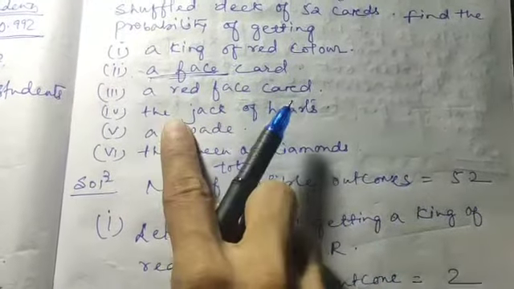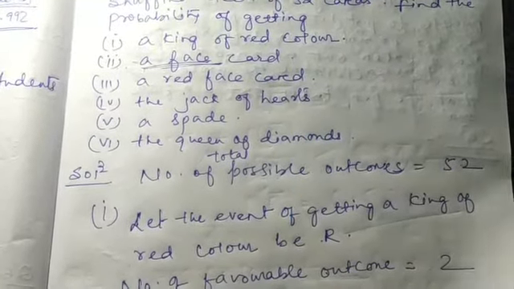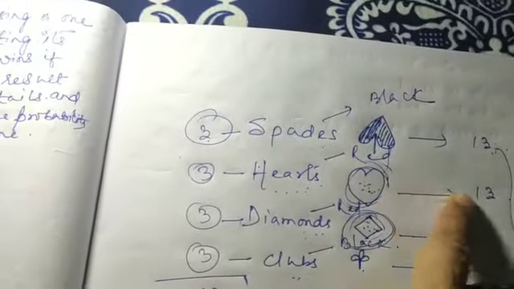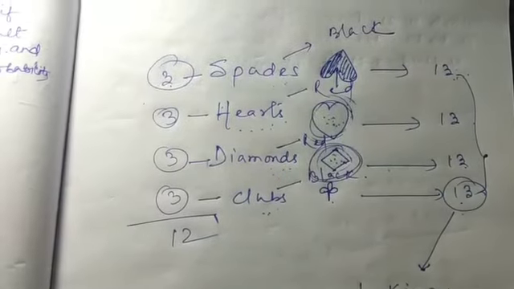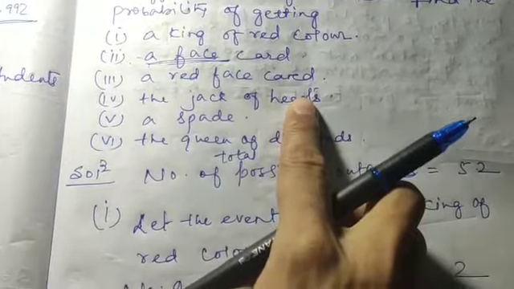Now in the same way, a jack of hearts. How many jack of hearts are there? Only 1, right? Jack is a category. Inside that 13 cards are there, and among those 13 cards, only 1 jack is there. So that's why the favorable outcome is going to be 1. Jack of hearts. Got it?